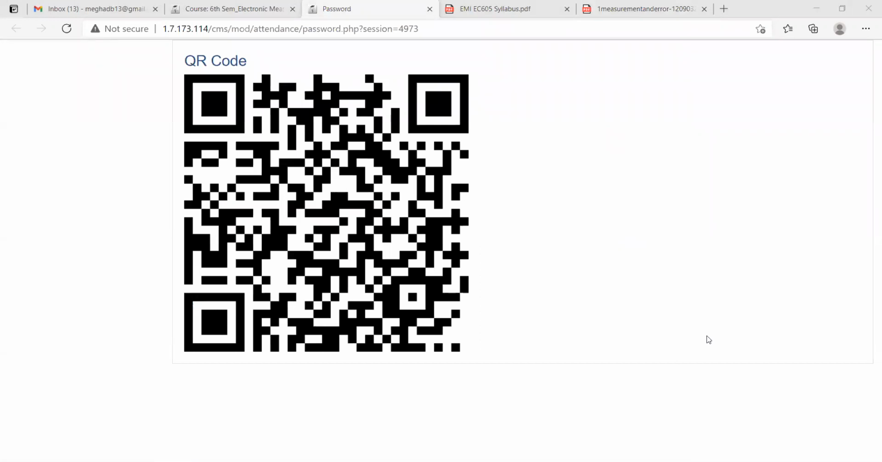Today we have mainly learned about errors: gross error, systematic error, and random errors. And we have learned absolute error, then relative error, then percentage error, and percentage accuracy. And I told you to solve a problem.